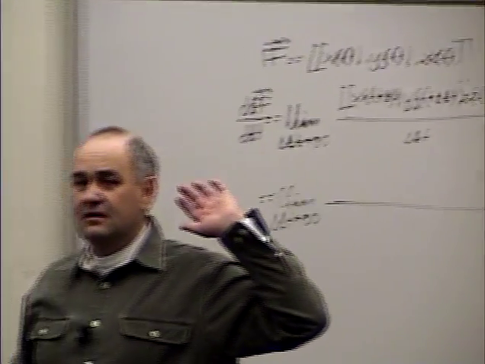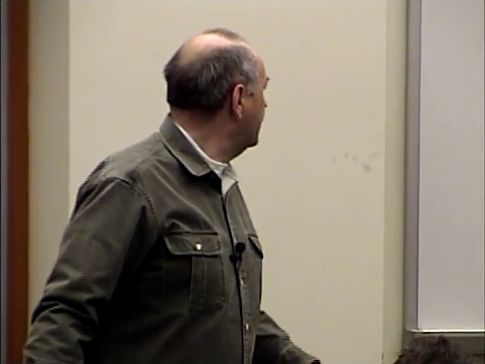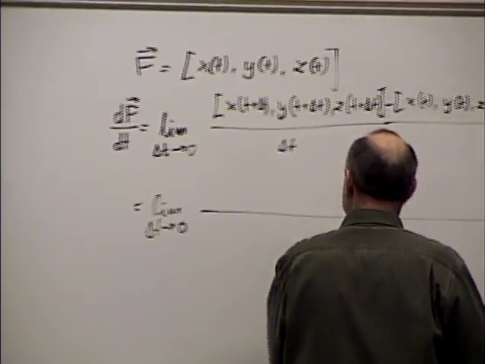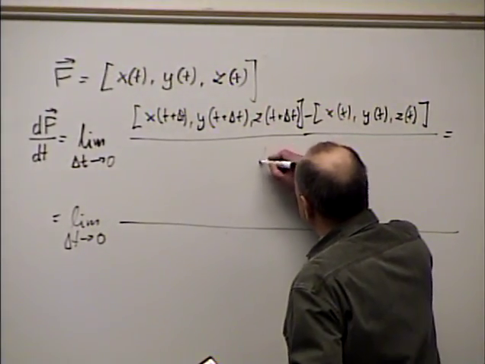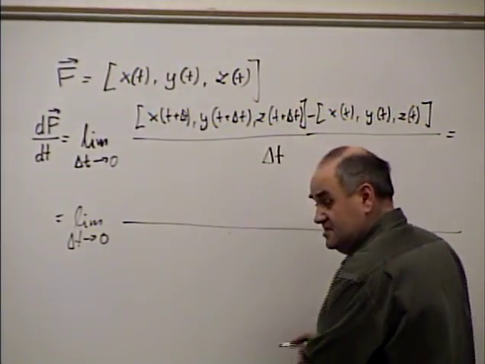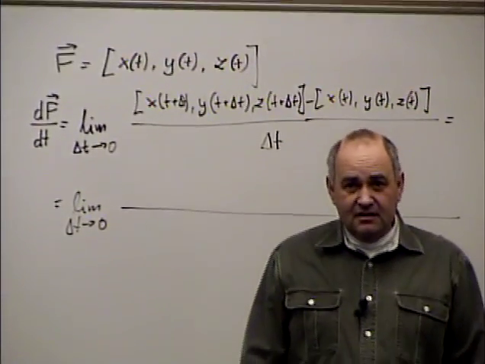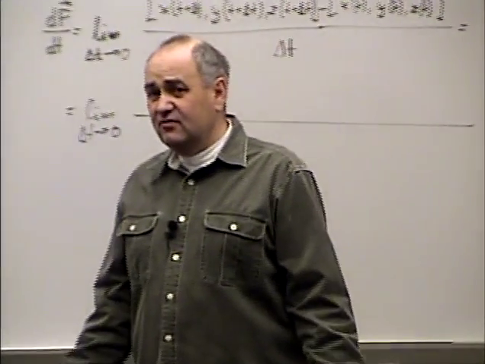Would the delta t at the bottom be the total time? No, this is just the change in argument. Delta t in the denominator refers to the change in the argument. Total time of what?